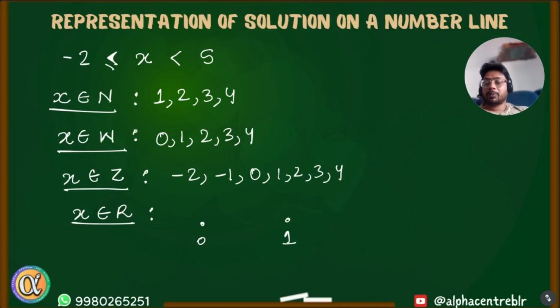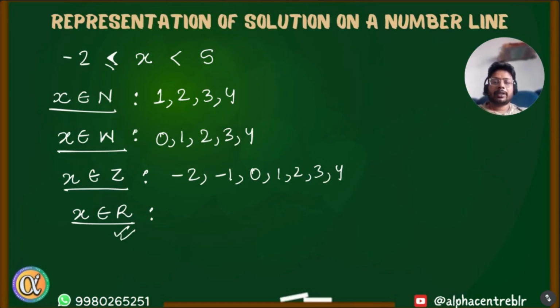We have real numbers 0.1, 0.2, 0.3, and even between 0.1 and 0.2, there are again infinite possibilities. 0.11, 0.12. Between 0.11 and 0.12 also there are infinite possibilities like 0.111, 0.112. So between any two numbers, there are infinite real numbers. So we need to see how to represent this. Let's see how we represent these on a number line.